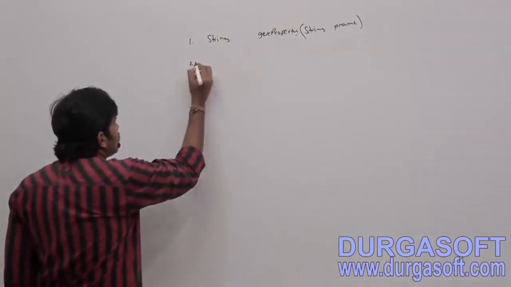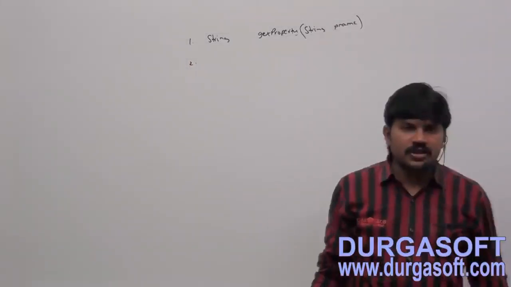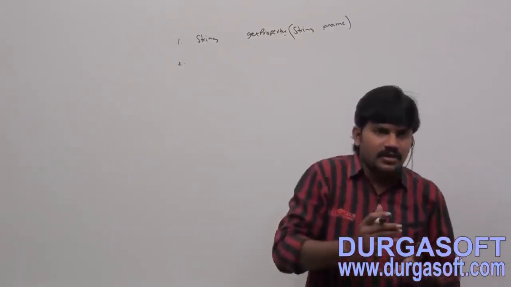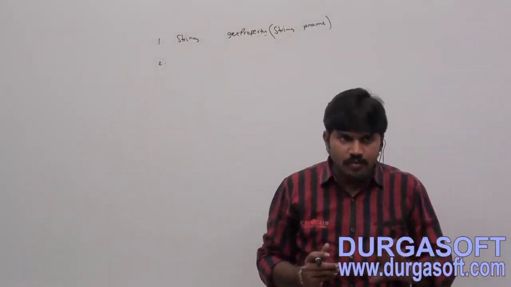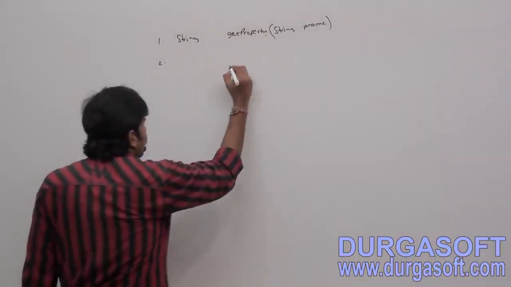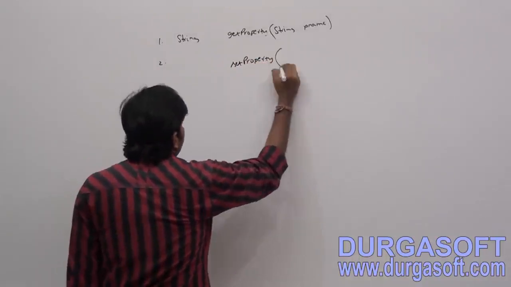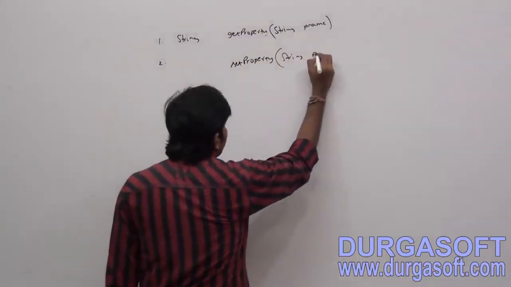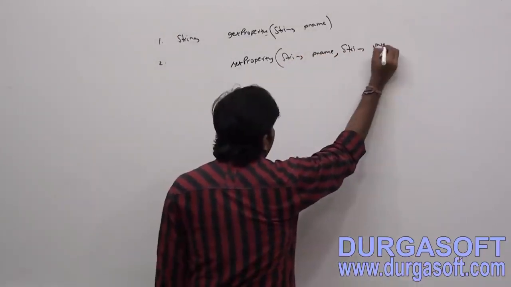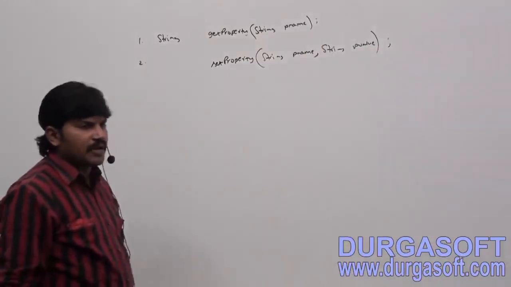Suppose, sir, I want to add a new property to the Properties object. Very rare. Usually we use a Properties object to read, not to write. Very rare, but still the possibility is there. Which method do we have to call? The setProperty method. setProperty of String propertyName, comma String propertyValue.